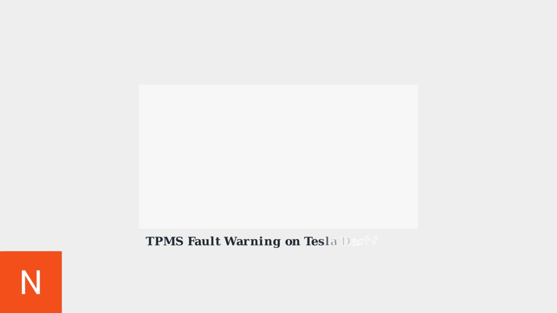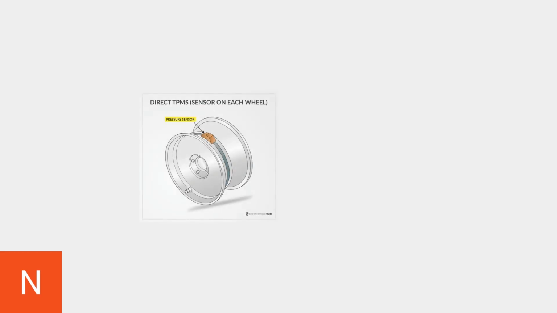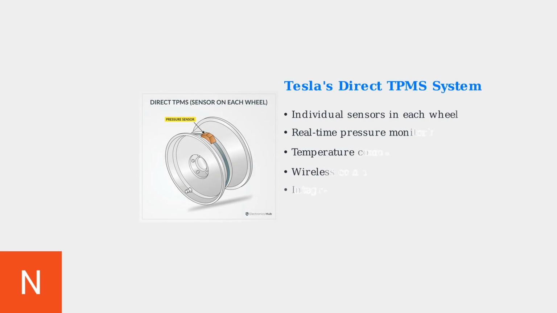If you're seeing a tire pressure monitoring system fault warning on your Tesla, this indicates a problem with your vehicle's direct TPMS system. Let's understand what this means and how to address it. Tesla uses a direct TPMS system, which means individual sensors are mounted inside each wheel to monitor both pressure and temperature in real time. These sensors communicate wirelessly with Tesla's central computer system.